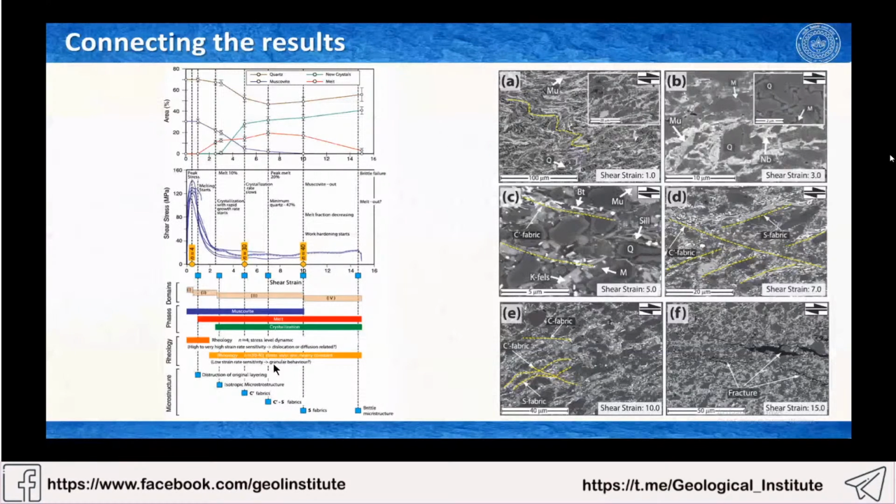Also in terms of microstructures, you can see that the original layers initially got destroyed, then you have an isotropic microstructure, then you form C prime fabric, then C prime S fabric, then S fabric, and finally it produces a brittle microstructure. So we see a range of features that you can produce through an experiment and see what we mostly see in the field. And these are also the summary diagrams that you can figure out from this.